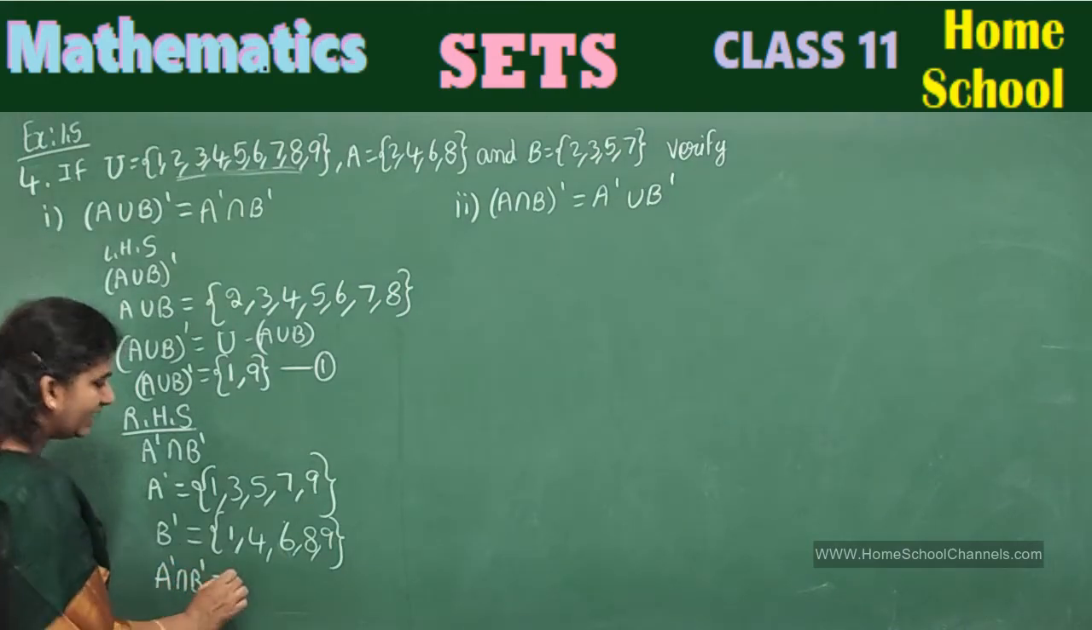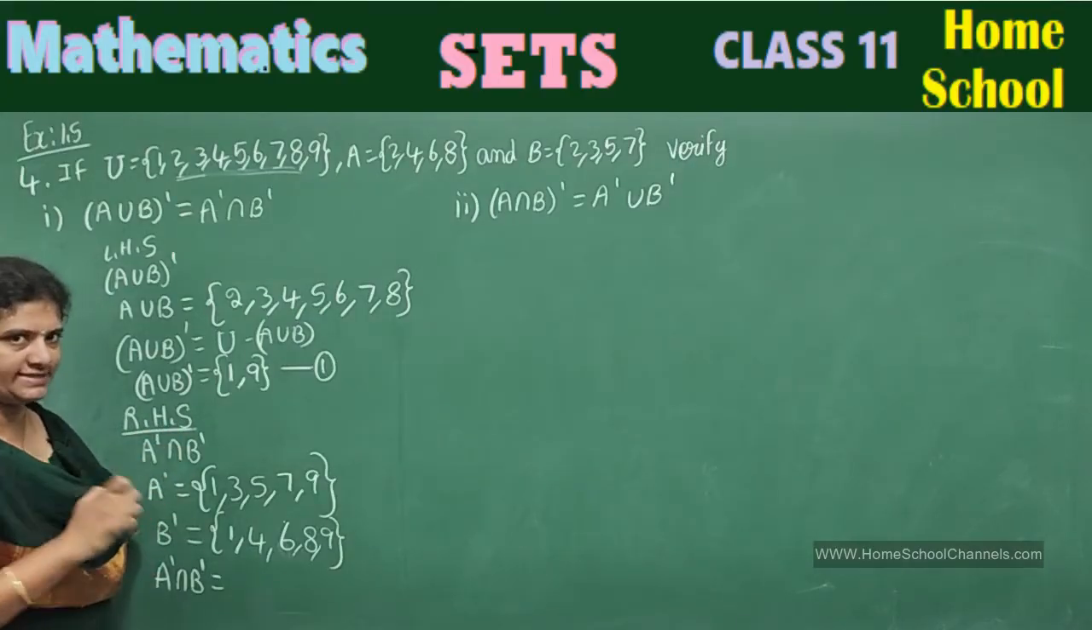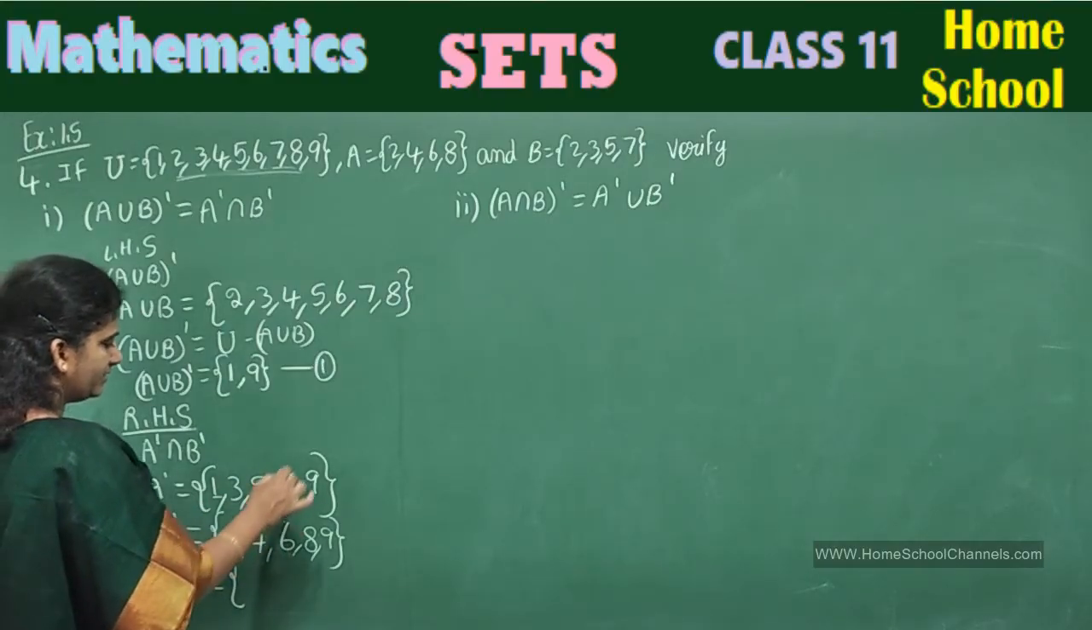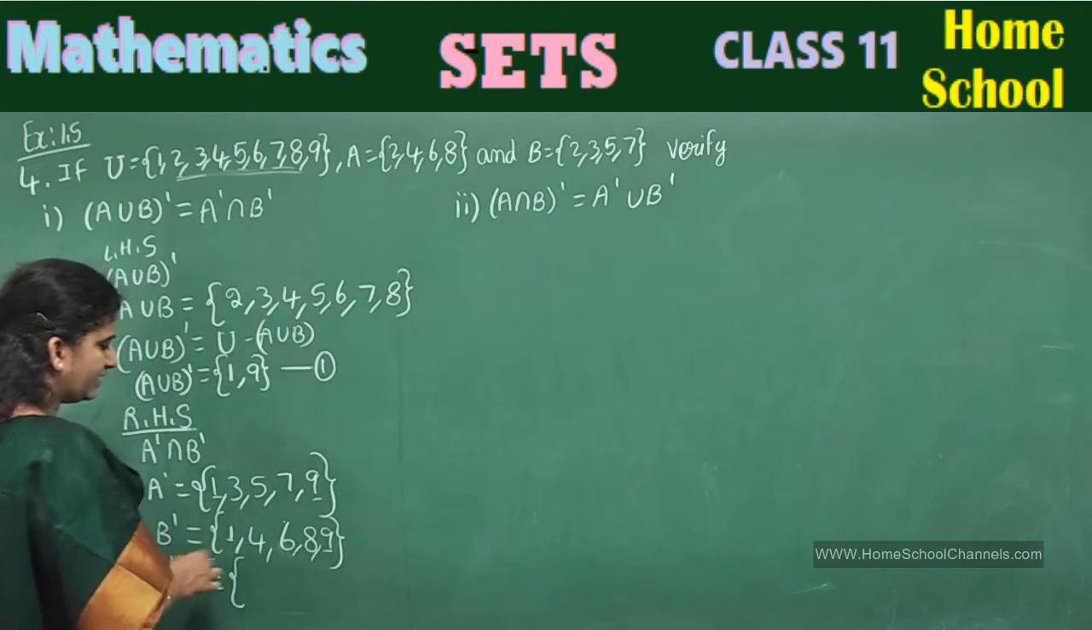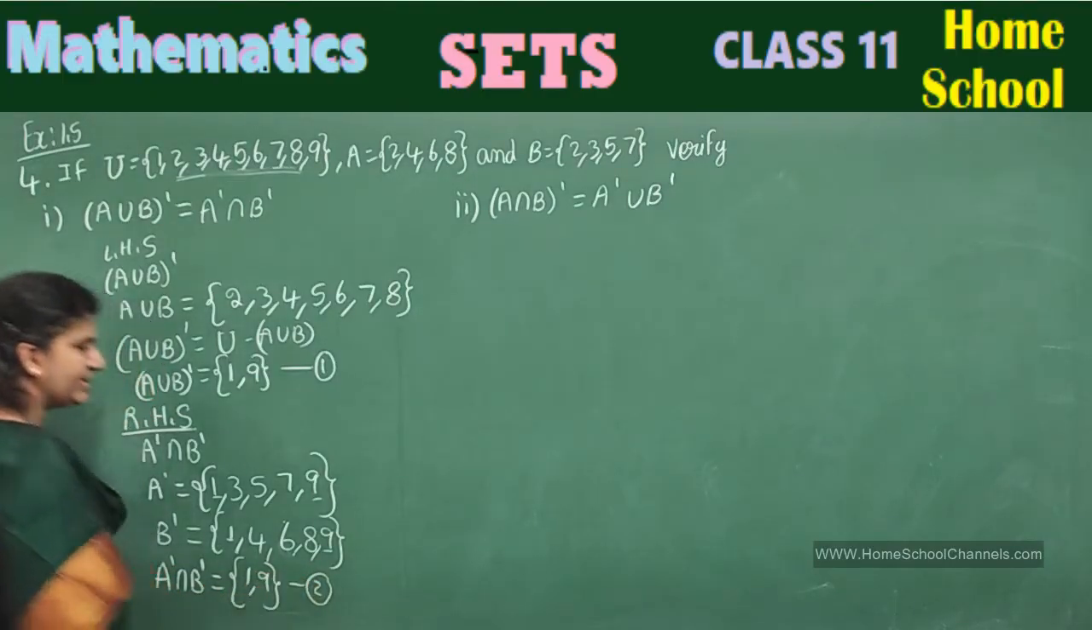Now next, A complement intersection B complement. Intersection means write only the common elements from both the sets. Identify common elements: 1 is repeated and 9 is repeated. That's it, 1, 9. Mark this the second equation.